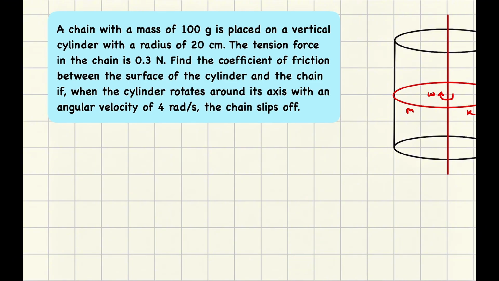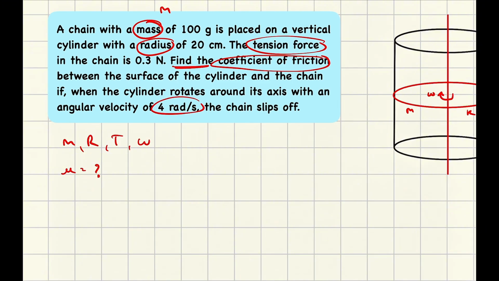Okay, so basically what we have here is the mass of the chain. This is m, let's call it m. The radius of the cylinder, r. What else? Tension force, this is important. We also have T. We need to find the coefficient of friction, which is the unknown thing. What else? Angular velocity, this is here. So we have an angular velocity of 4 radians per second.